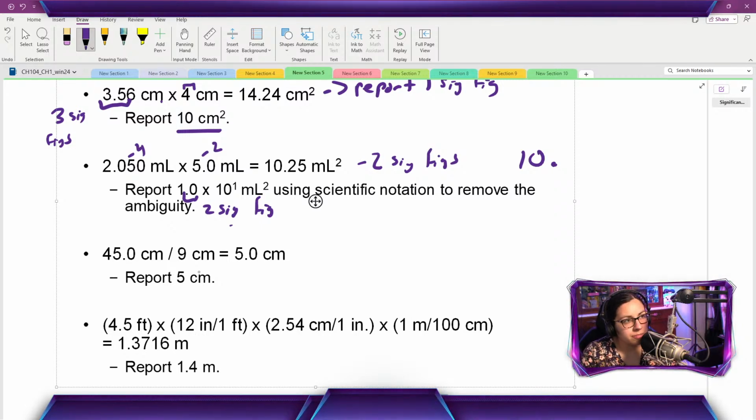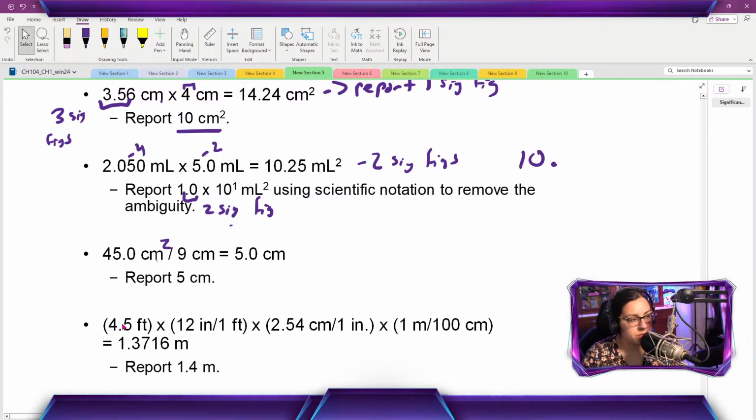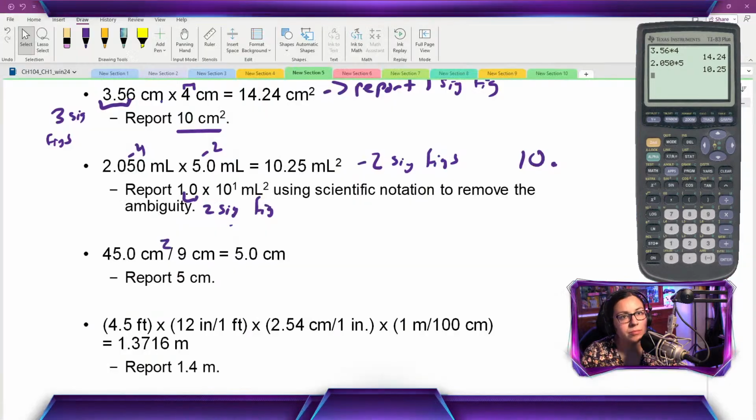I was trying to figure out what these units are. This is kind of weird. Because we're dividing by some centimeters, it'll probably be centimeters squared. We'll just do that or else it doesn't make sense. And so let's punch that in. So 4 point, I don't need to write the 0, just my calculator. But again, we get 5, but we only have 1 sig fig. So then we report 5 centimeters.